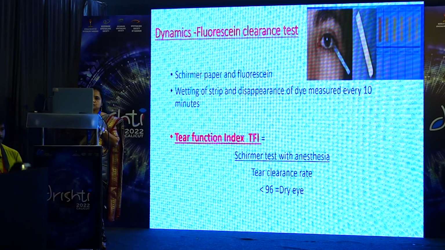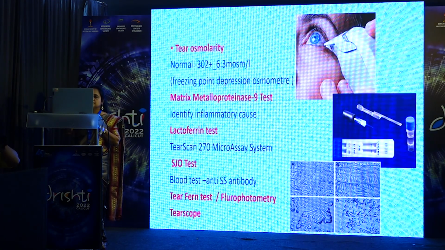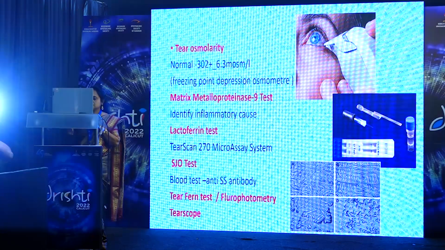And with that value, we calculate the tear function index, which is Schirmer test with anesthesia divided by the tear clearance rate. If it is less than 96, it denotes dry eyes. There are several other tests like tear osmolality using a freezing point depression osmometer, normally should be somewhere around 300, and MMP test, lactoferrin test, blood test for the anti-SS antibody to diagnose if there is Sjogren syndrome, tear fern test, tear scope, etc.